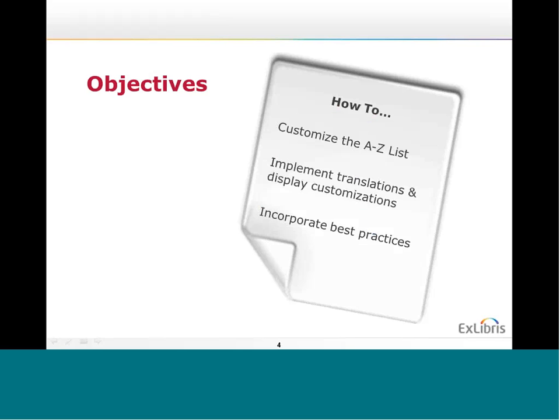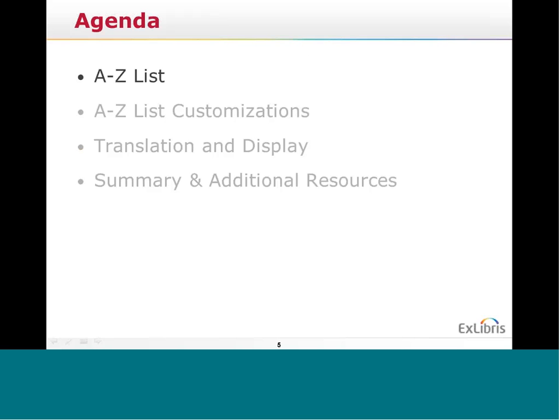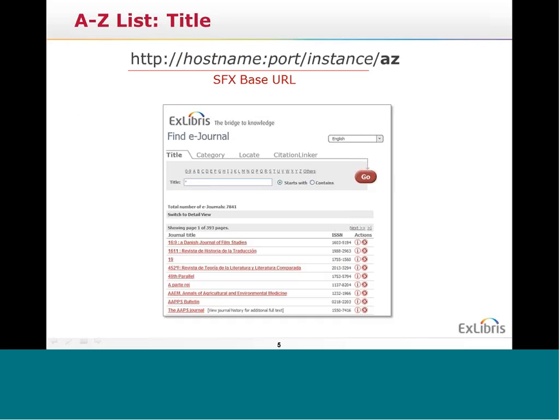After this presentation, you'll know where and how to customize A to Z lists and what customizations are available. Where to customize the translation and language display if there are text elements that you do want to change in the SFX A to Z list user interface. And then also just some general best practices for user interface customizations. So let's start with how the A to Z list looks and how it works in general.